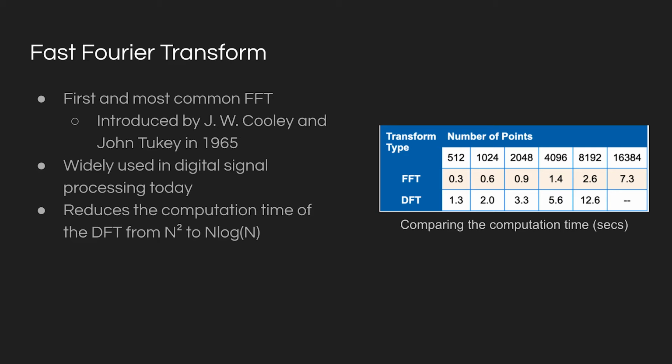When looking at the time complexity for the FFT, it reduces the computation time from n squared with the discrete Fourier transform to n log n, which is a lot faster. Looking at the chart to the right, we see that with a sample size of 8,192, the FFT takes only 2.6 seconds to complete, whereas the DFT takes 12.6 seconds.